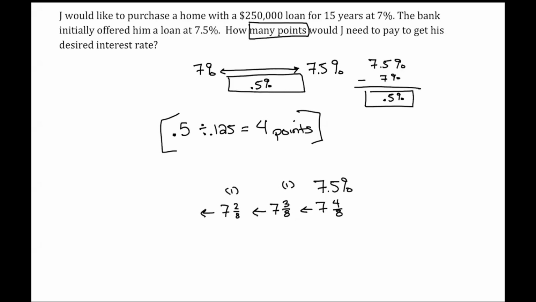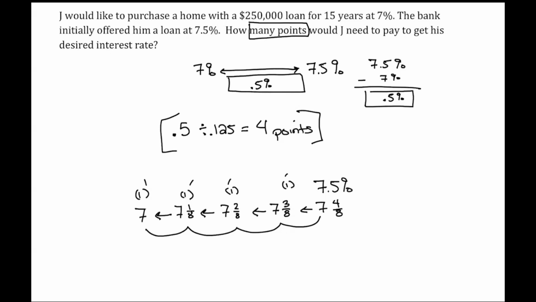And then you would have been at 7 1/8. That's another point. And then you would have been at 7. So that's another point. That's 1, 2, 3, 4 points. Or it was 1/8, 2/8, 3/8, 4/8. It's 4/8. It's 4 points. So did that kind of help tie it all together with what we did beforehand?